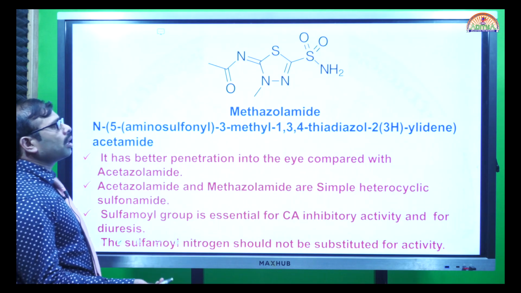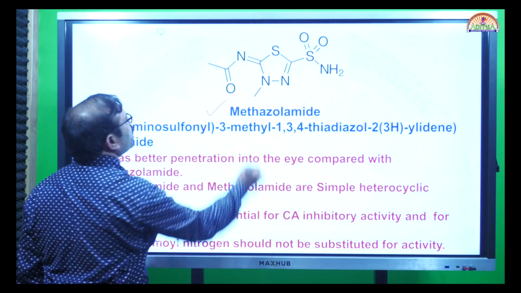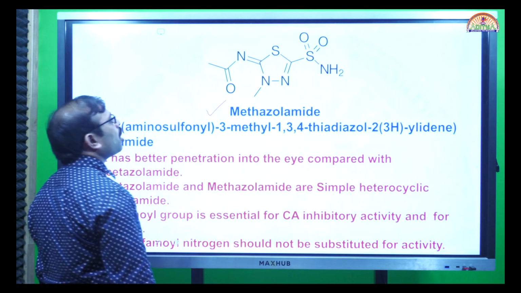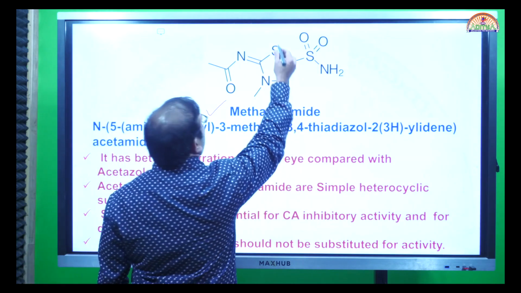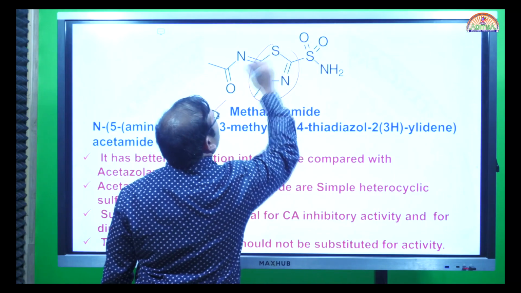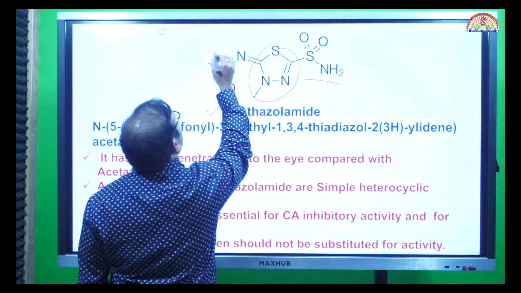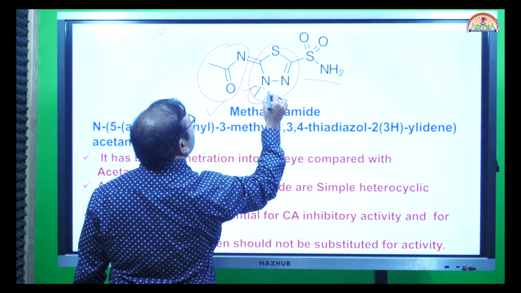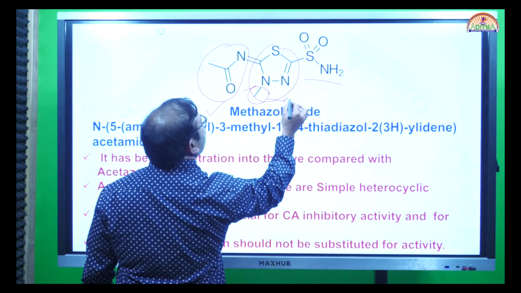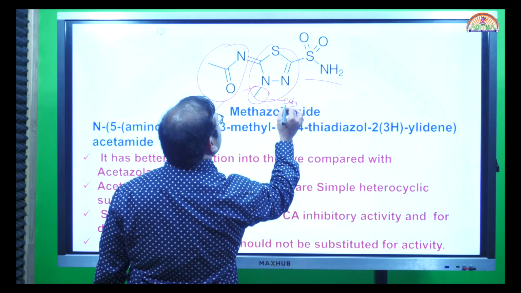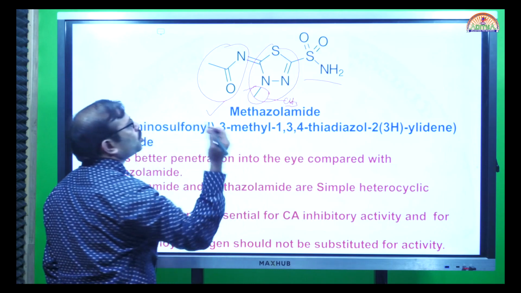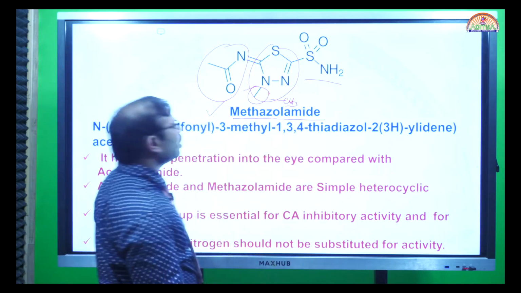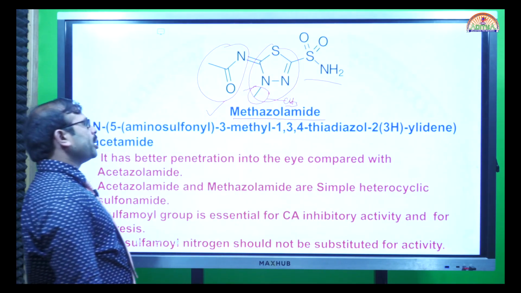Next, another diuretic given as a carbonic anhydrase inhibitor is methazolamide. Methazolamide is almost similar to acetazolamide. That means there is a heterocyclic ring followed by the sulfonamide and N-acetyl group. Apart from that, there is one extra methyl group, a CH3 group. Because of this methyl group, it is called methyl acetazolamide, combined as methazolamide, which is the commercial name.